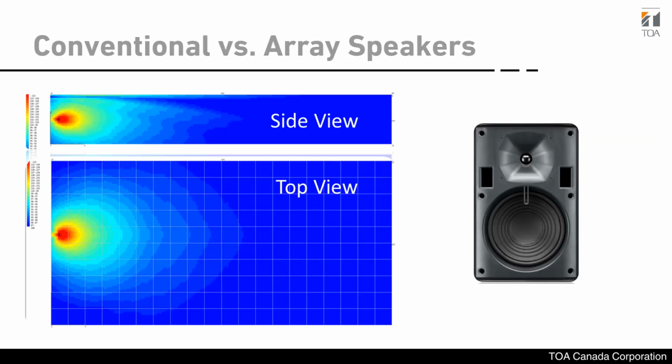Conventional versus array speakers. Think of a conventional speaker like a light bulb. It spreads sound in all directions, kind of like how a light bulb lights up a room. Design speakers work more like conventional than array speakers, meaning they're focused on blending into the space while still delivering great sound.